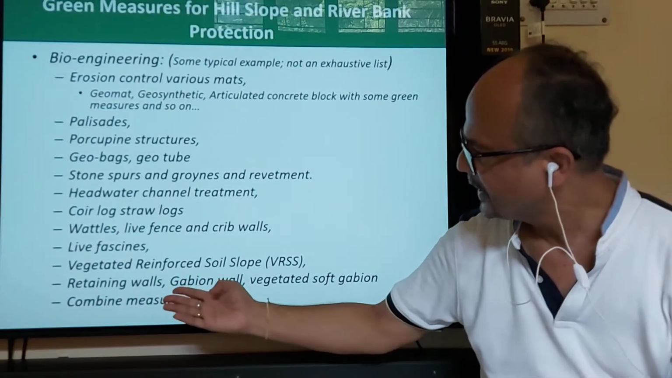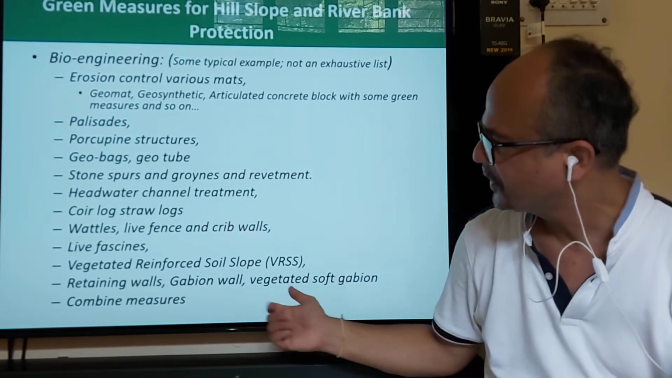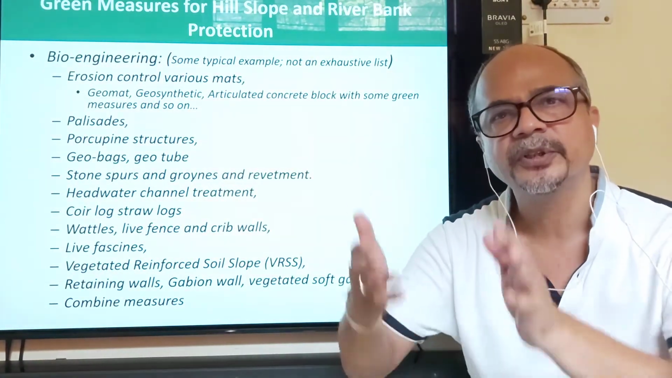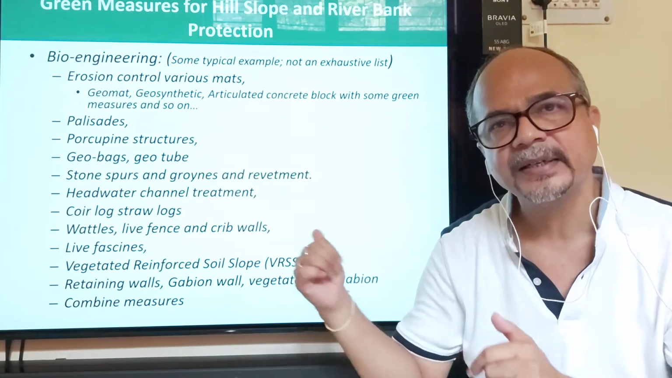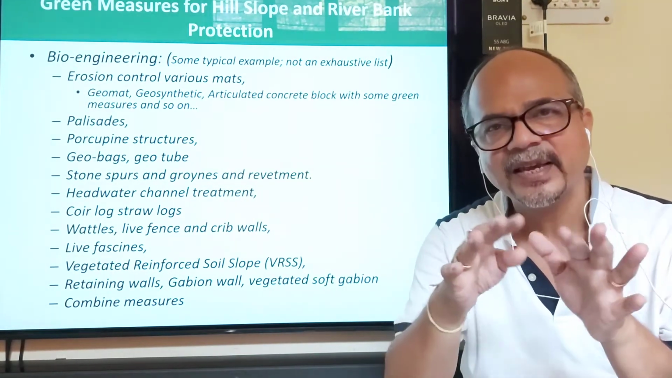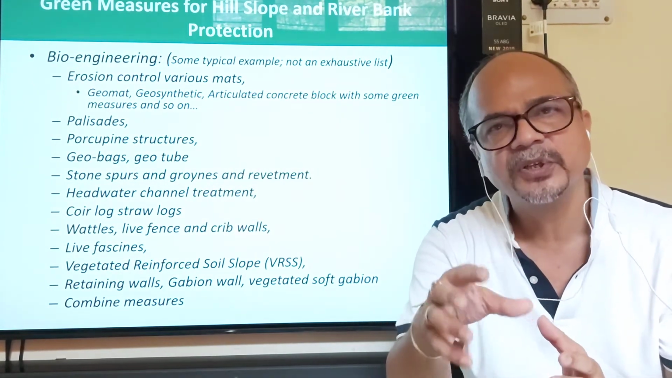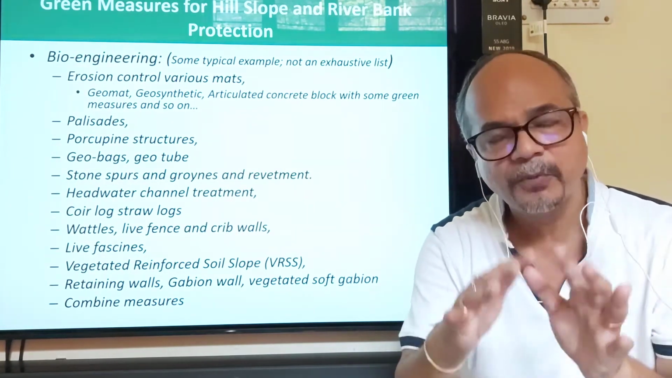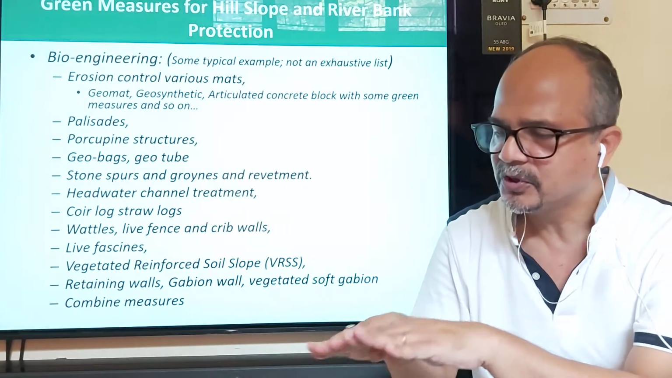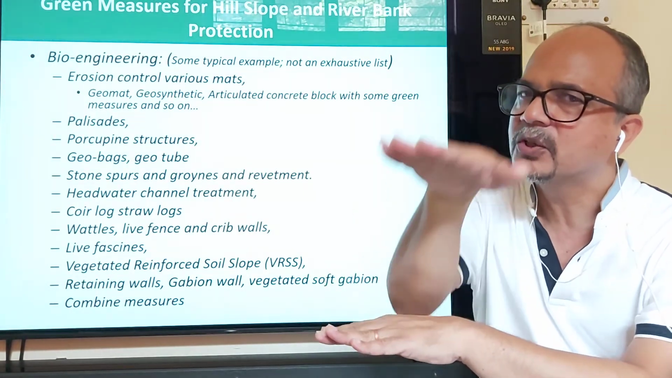Then retaining wall, gabion wall, or vegetated soft gabion can also be there. Retaining wall means, as we all know, a boulder wall or a concrete wall. But here, gabion means we can use a casing, suppose a net casing, and within that casing we put some boulders, and it becomes a big block. That block we can put on the side of the slope. Then another block we put like this, so one by one we go in the slope direction also.